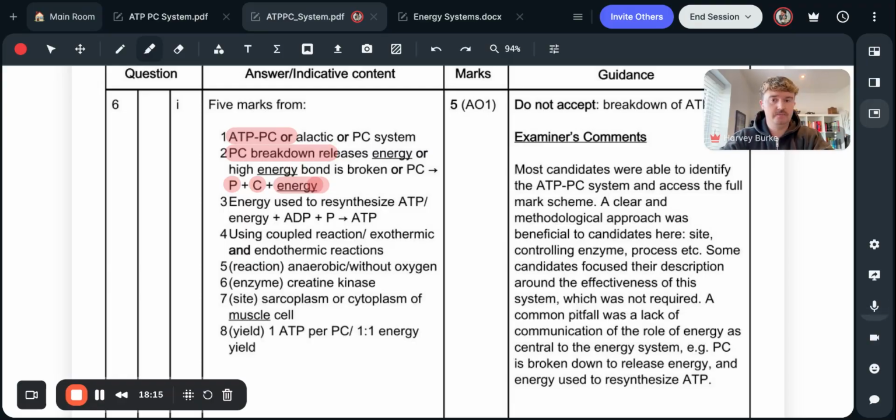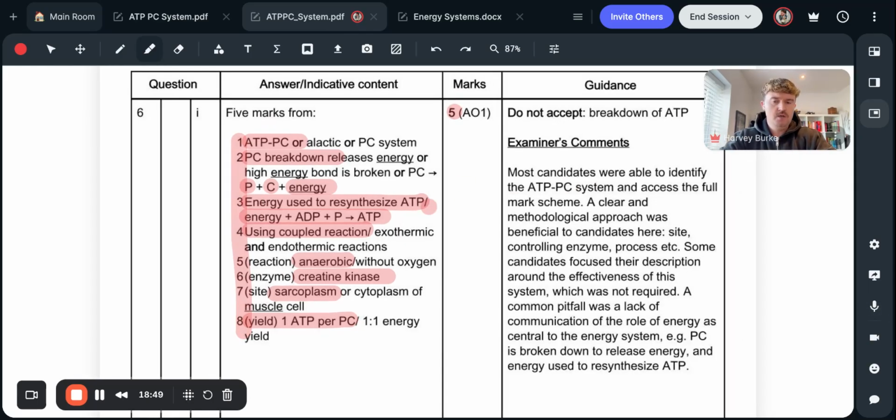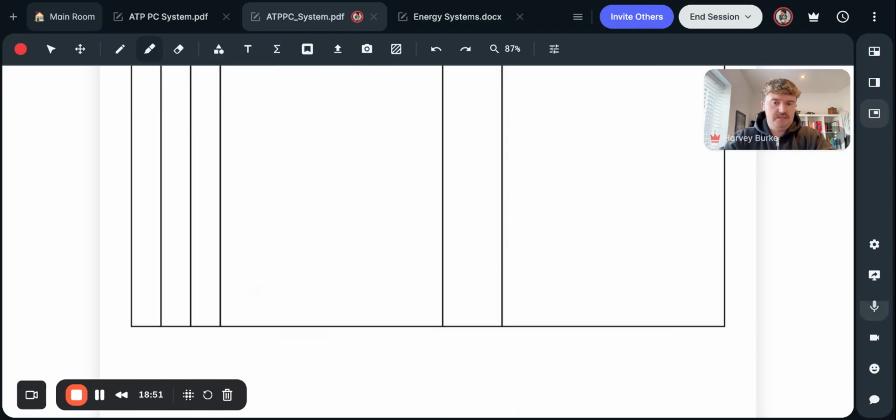Notice energy is underlined. That energy is then used to resynthesize ATP in this completely separate reaction, and that is known as a coupled reaction. So you get credit there for referencing the concept of a coupled reaction. It's anaerobic. The controlling enzyme is creatine kinase. It happens in the sarcoplasm, and it produces 1 ATP per phosphocreatine molecule. So we've mentioned all of that, and that would have allowed us to get all of those possible mark points, even though it's only a 5 marker. So that's the description of the ATP-PC system.